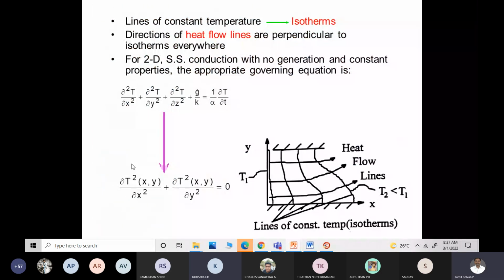This is the equation. So when you take two-dimensional, dou square T by dou Z square becomes 0, Qg by K becomes 0, and if it is steady state, this term becomes 0. So you will have only dou square T by dou X square plus dou square T by dou Y square equal to 0. Am I correct?